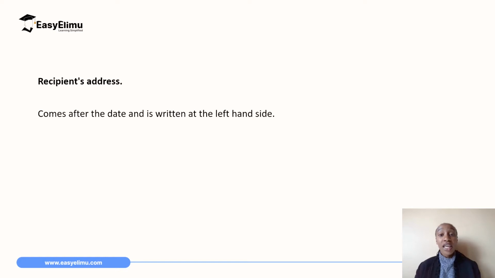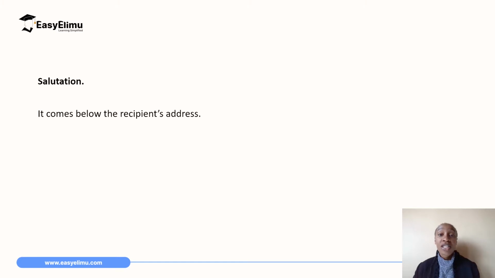The next thing is the recipient's address. You have written your address, you have written the date. On the left side now comes the address of whoever you're writing this letter to, that is the recipient. Just below the recipient's address, we have the salutation. If it is someone that you know, you write their name, dear Alice, dear whoever. If you don't know them, you write dear sir or dear madam.